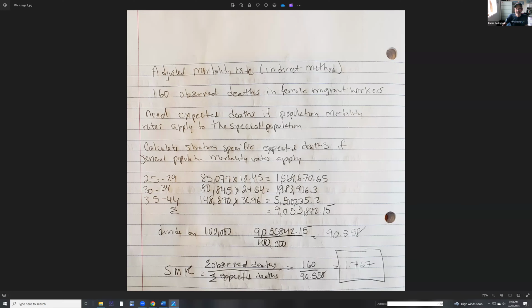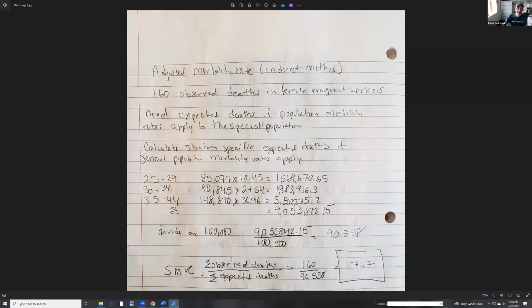We add these 3 products together, and we get 9,055,842.15. As these are all per 100,000, we have to divide by 100,000 in the end to get the expected deaths. So we expect 90.558 deaths if the general population mortality rates apply to the special population, okay?